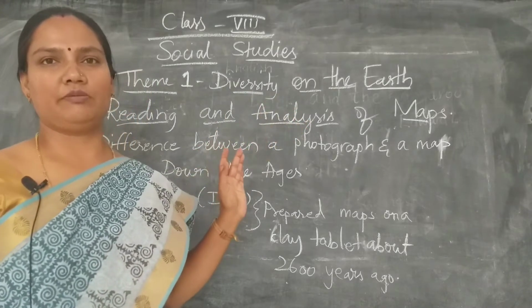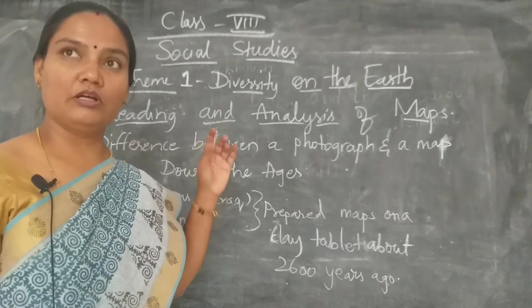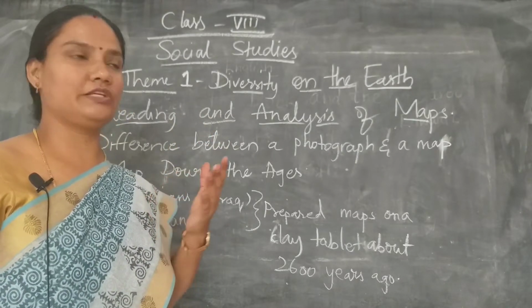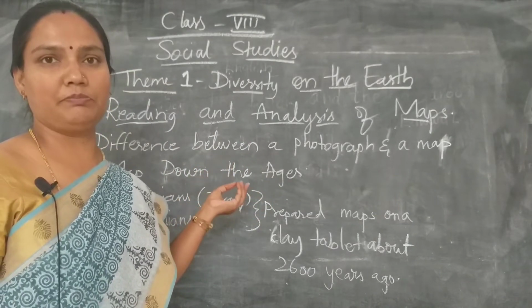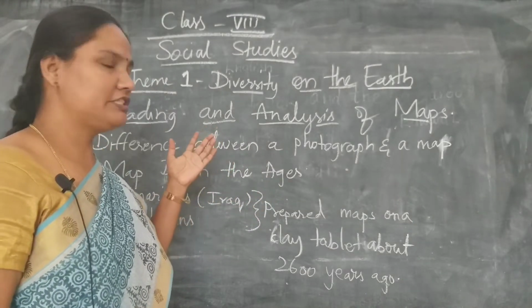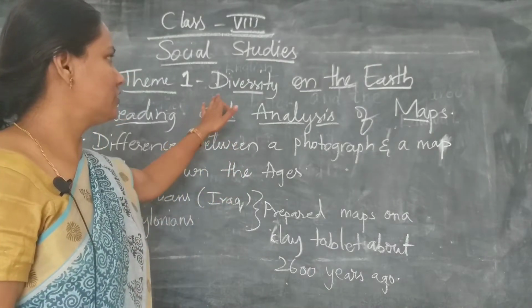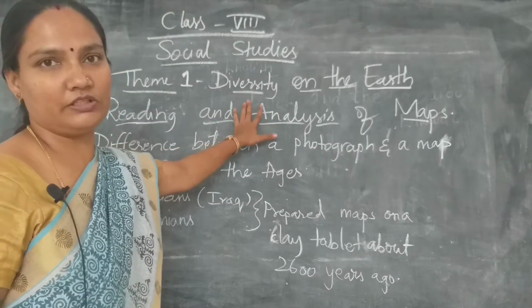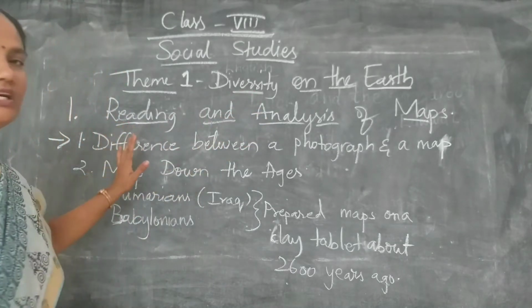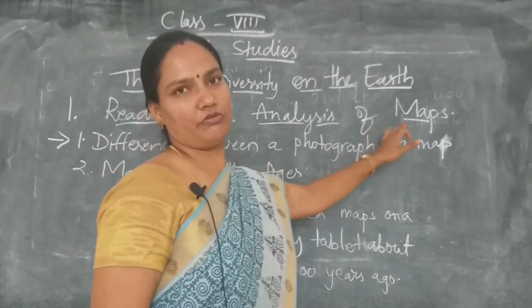Based upon the climate, based upon the landform, based upon the amount of rainfall, amount of sunshine which we receive, we find difference in vegetation, difference in people's livelihood, difference in people's dress style, food habits and everything. So this all you are going to study in this theme, diversity on the earth. Now we will start the first lesson, that is reading and analysis of maps.